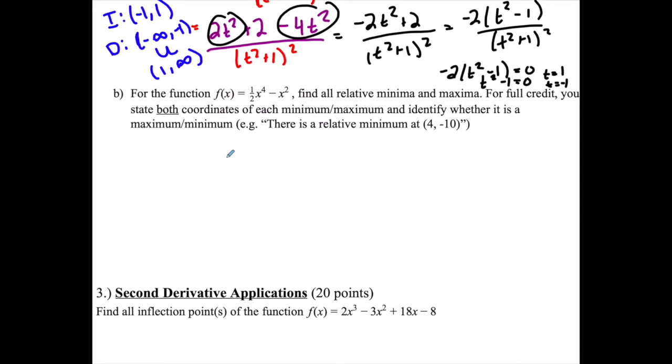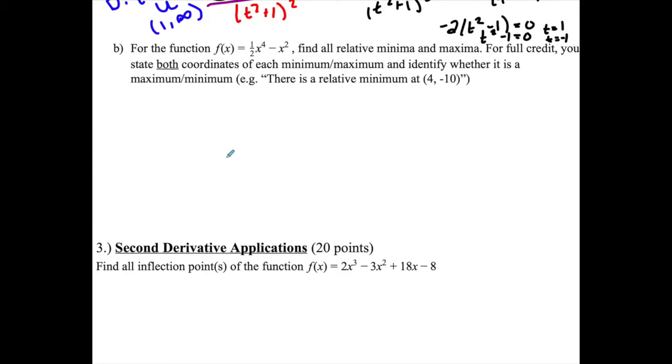So now we're going to find minima and maxima, and that is a very similar process. We're going to take the derivative, we're going to set it to 0, we're going to set up a sign diagram, and we're going to see where the sign of the derivative changes either from positive to negative or etc.